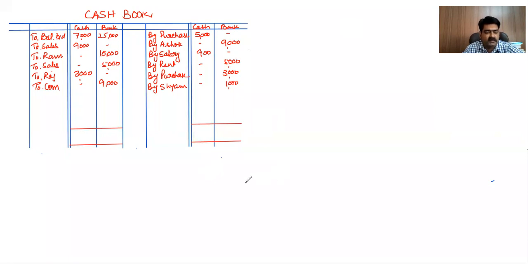bank is 25,000. During the month, we have received 9,000 from cash sales, 3,000 from Raj, and through check, we have received 10,000 from Ram and 5,000 from sales and 9,000 as commission.